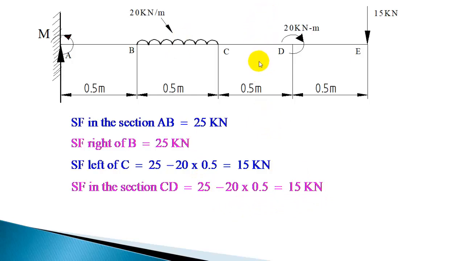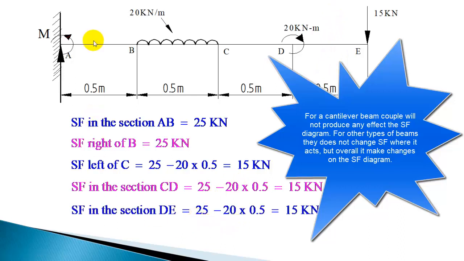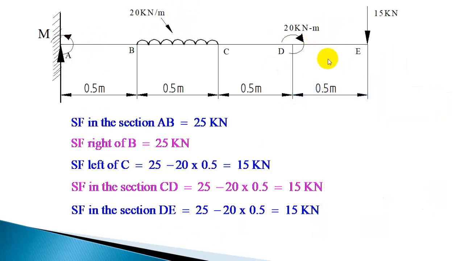When you move from section CD to section DE also, there is no change in shear force. Couple will not change the shear force at that point. Couple will not change the shear force. There will not be any change for the shear force for the section DE. So section DE also, you will get the same shear force, 25 minus 20 into 0.5. So that is the shear force for the section DE. We have calculated the shear force for all the sections.